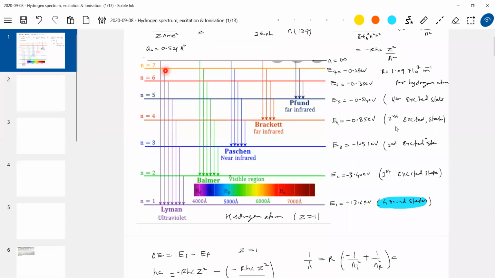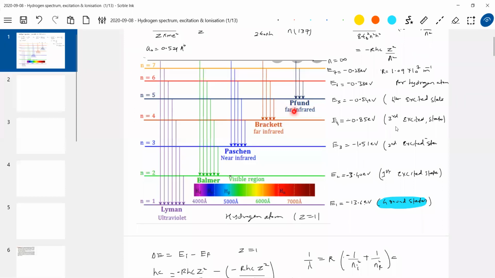So when transitions occur from higher states to n equal to 1, it is the Lyman series. Transition occurs from higher states to n equal to 2, Balmer series. Transition occurs from higher states to the second excited state, or n equal to 3, is called Paschen. Like that, the names are given, Pfund.